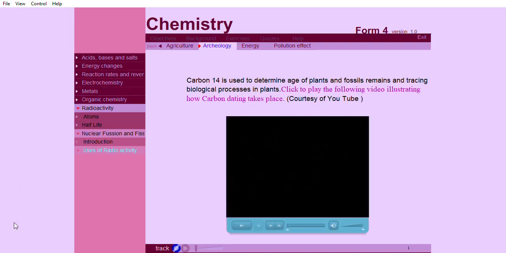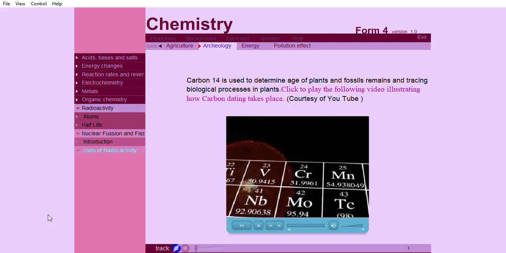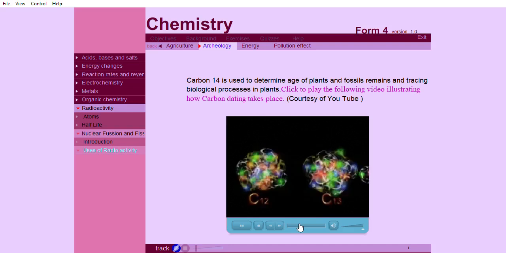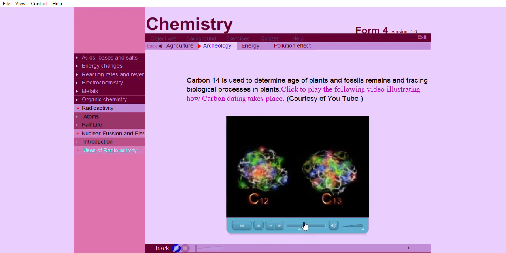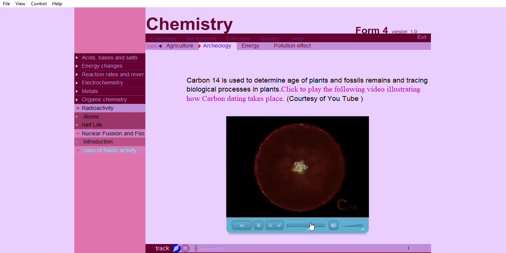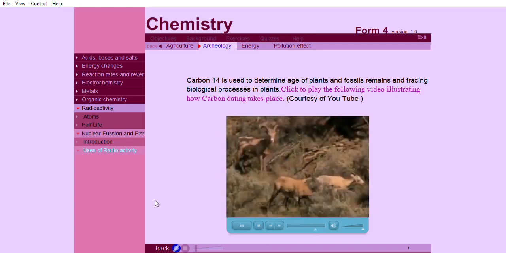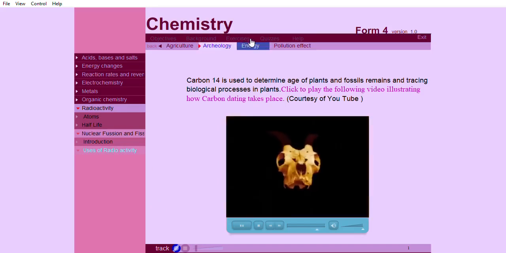Carbon-14 is used to determine the age of plants and fossil remains and to trace biological processes in plants. Carbon is a critical ingredient for life on Earth. All living things are made up of about 25 percent carbon. Carbon-14 has one extra neutron. This has very little effect on the properties. After some amount of time, as long as an organism is alive and eating, it maintains a constant ratio of carbon-14 to regular carbon.